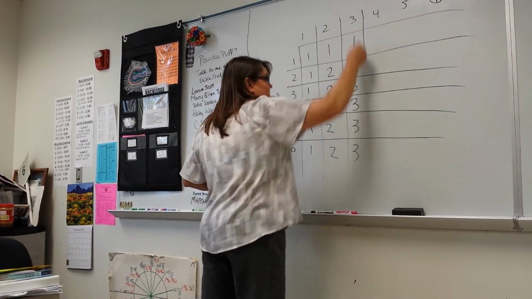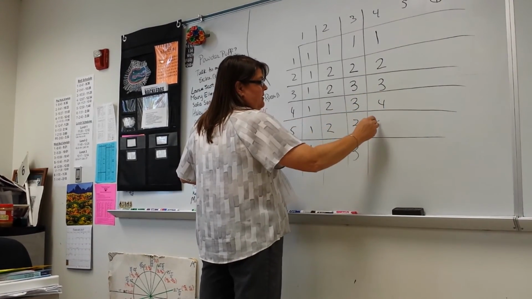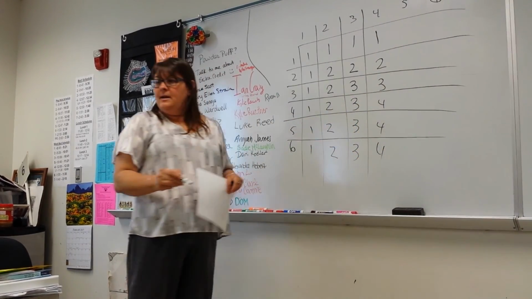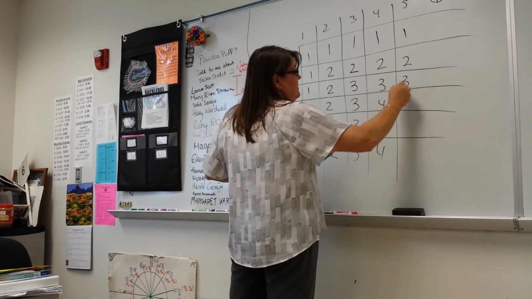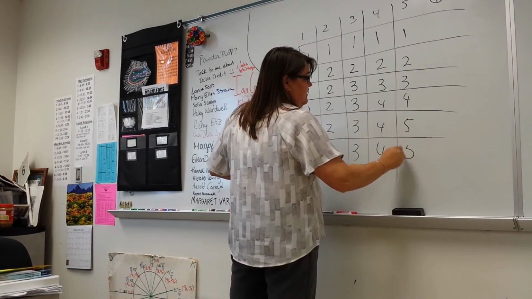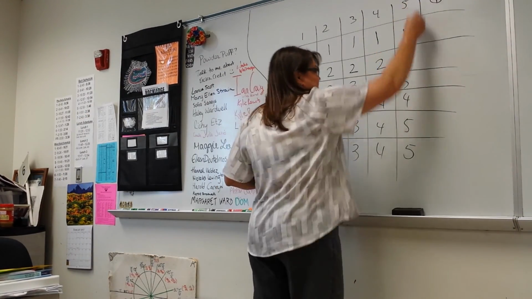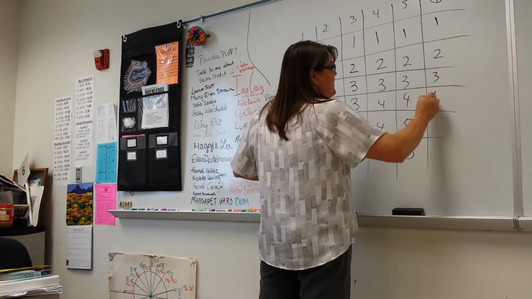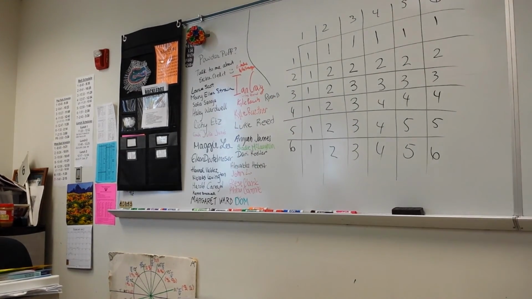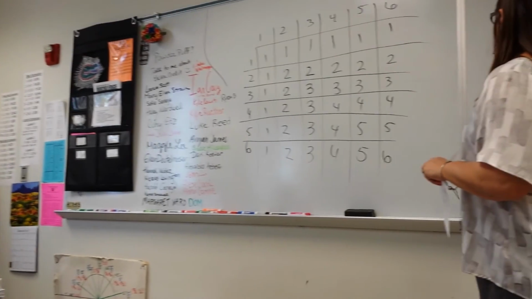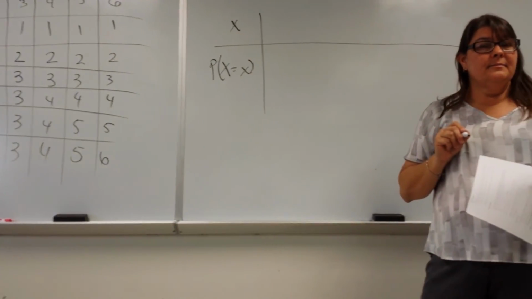And then next, 1, 2, 1, 2, 3, 4. Four. We're feeling good about it now? Okay, keep going. 1, 2, 3, 4, Five. And then 1, 2, 3, 4, 5, 6. What are my possible outcomes? 1, 2, 3, 4, 5, 6.